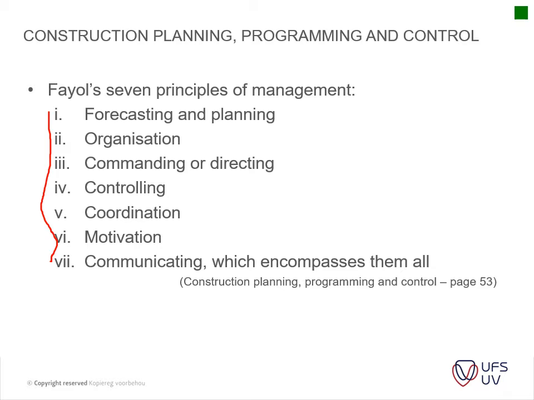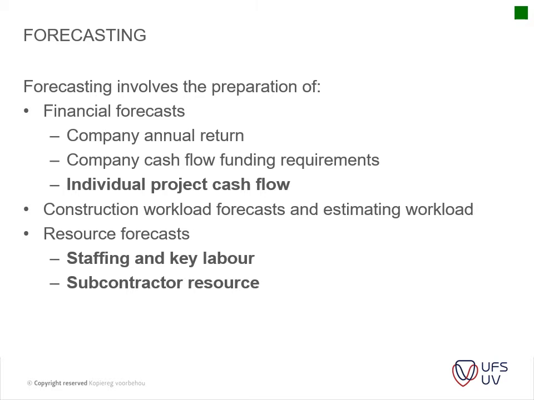Please note that you would have to be able to explain these criteria in broader views, so you can have a look on page 53 of your textbooks. Forecasting involves the preparation of financial forecasts, company annual returns, company cash flows, and then the one that I highlighted, which is applicable, individual project plans of cash flows. The other ones are more applicable to COMR, and then resource forecasts are staffing and key laborers that one should look at.